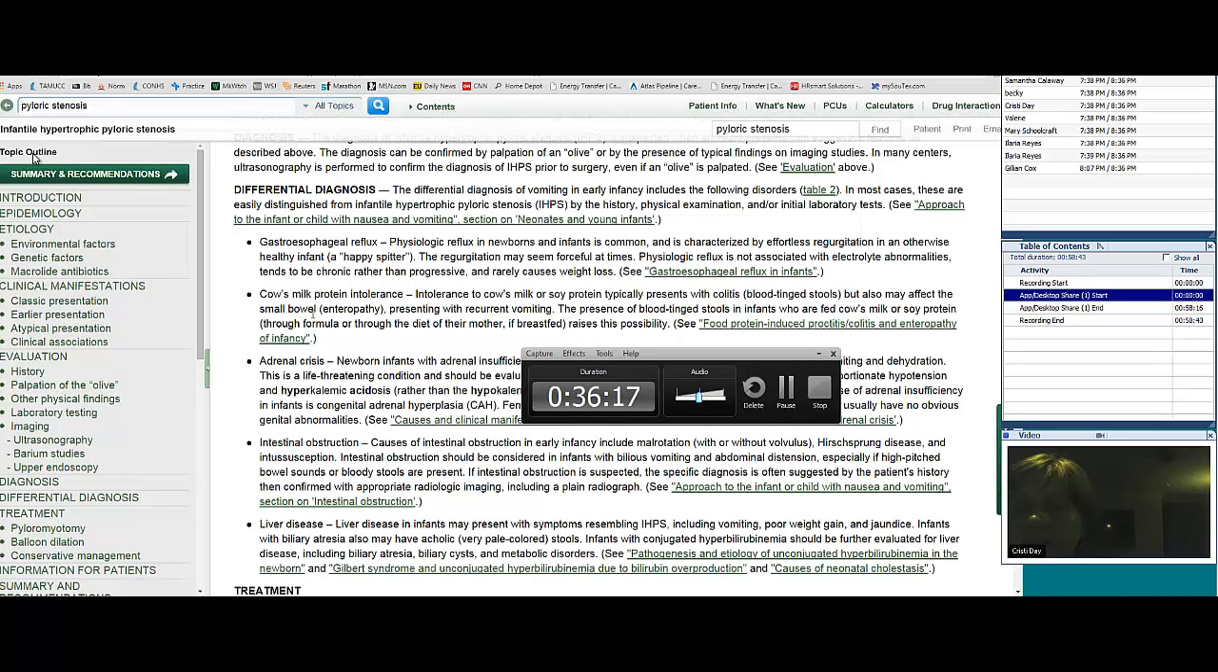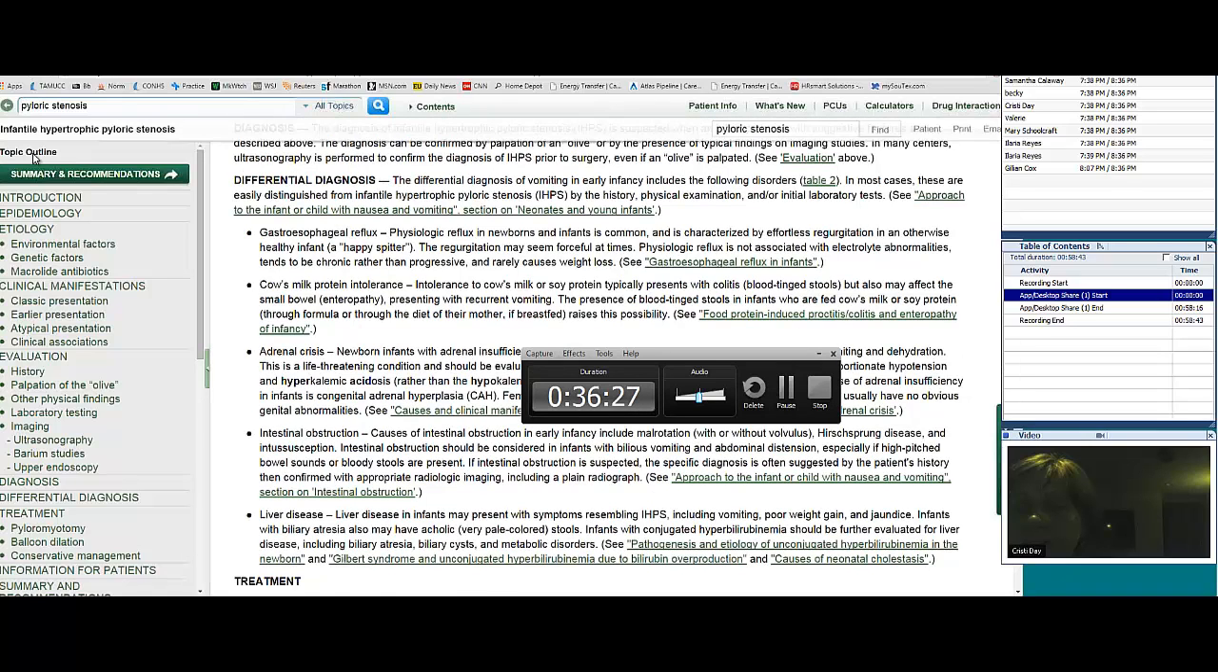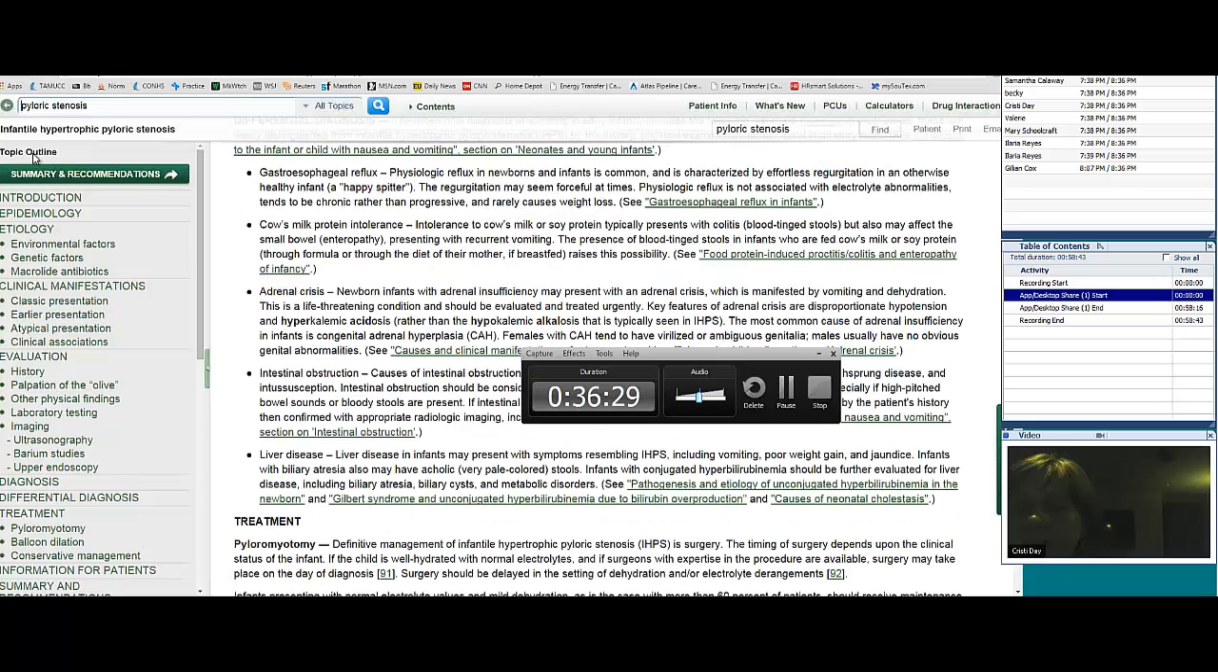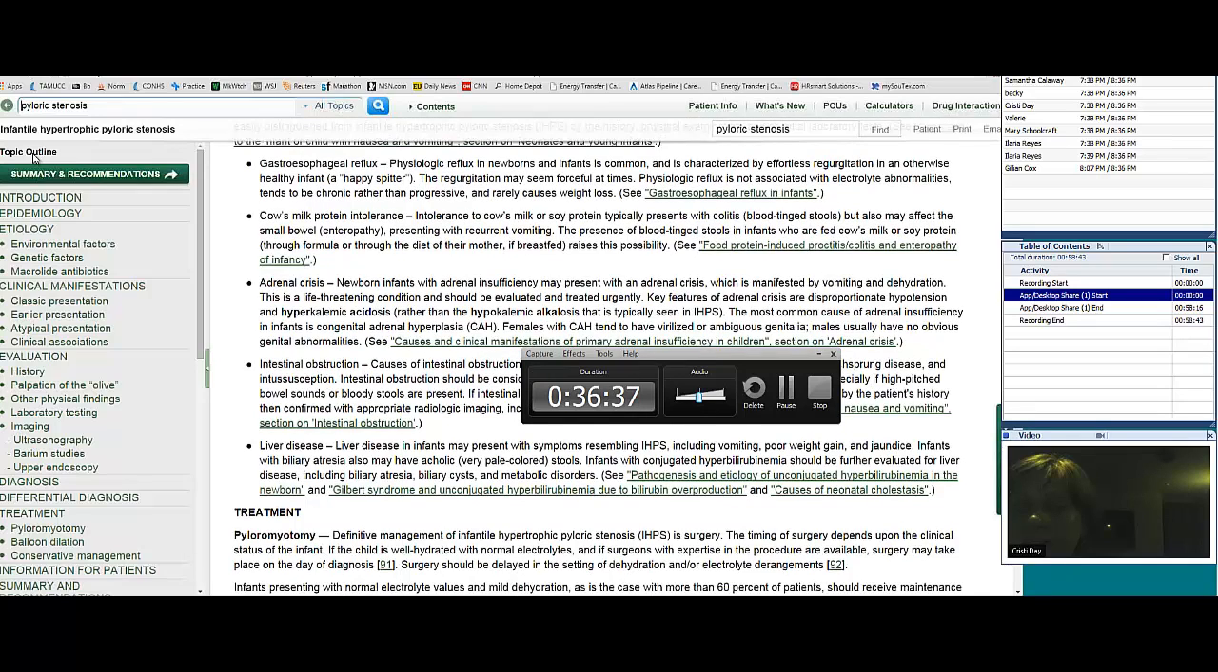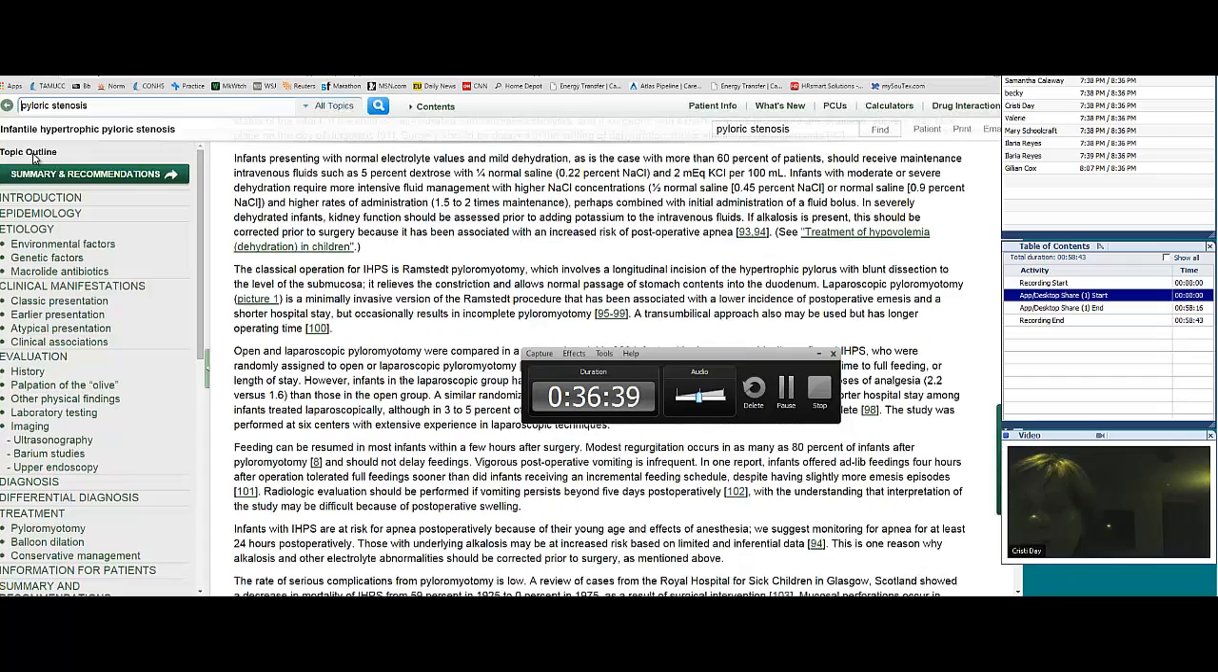And you're going to look at cow's milk protein intolerance and adrenal crisis. I've never seen one of those in a newborn. And intestinal obstruction, liver disease. Those sound pretty serious in a newborn. Anything like that in a newborn with liver disease, obstruction, adrenal crisis, those sound bad. I don't want them with me.